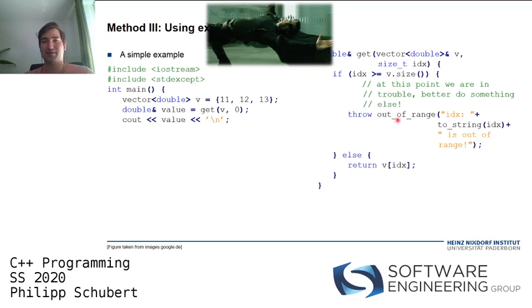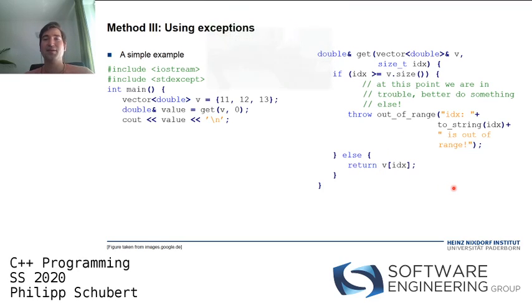Otherwise, if that's not the case, then everything is perfectly fine, and we can return the vector at position index. That's the good case where nothing bad happens here. So, now I've thrown an exception. What else do I need to do? What else do I need to know?